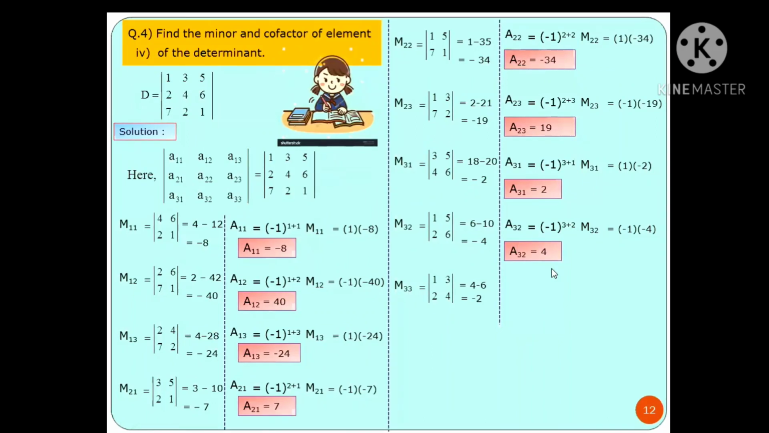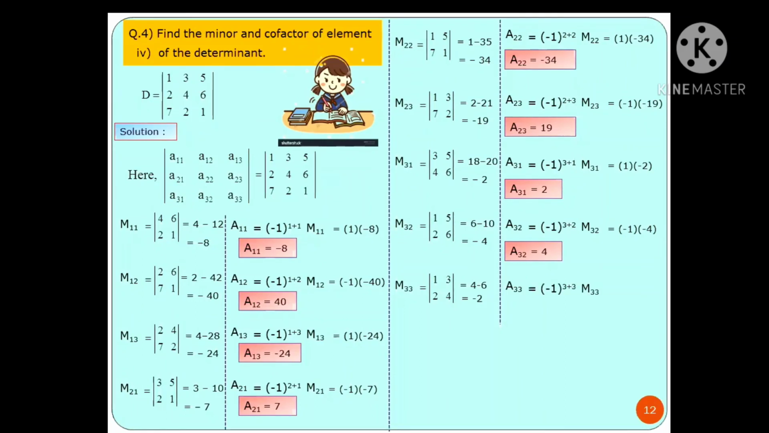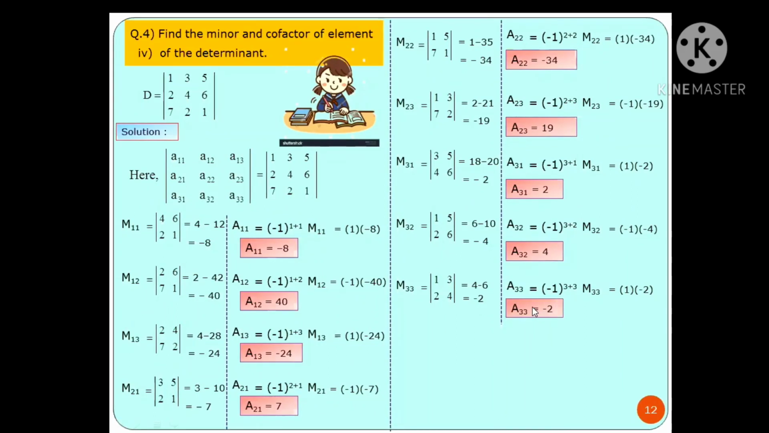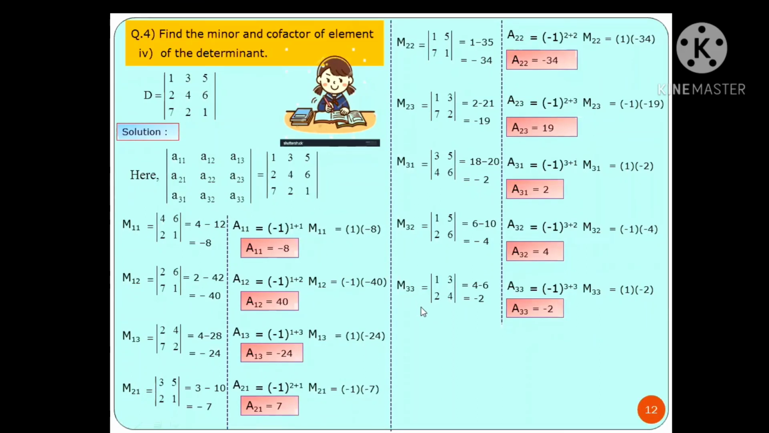Now the last cofactor, A33. Its value is minus 1 raised to power 3 plus 3 into M33. 3 plus 3 is 6, minus 1 raised to 6 is plus 1, multiplied by the value M33, minus 2. 1 multiplied by minus 2, the product is minus 2. The value for A33 is equal to minus 2. This is the method for finding minors and cofactors of the elements for a determinant of order 3 by 3.